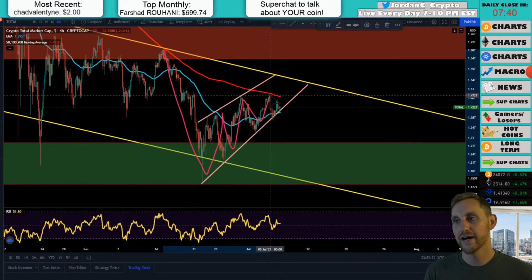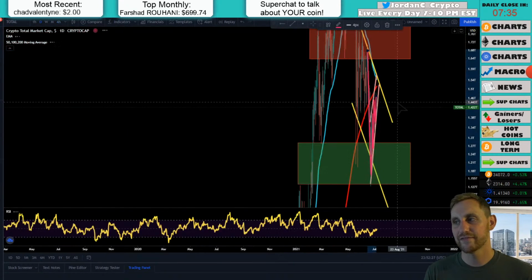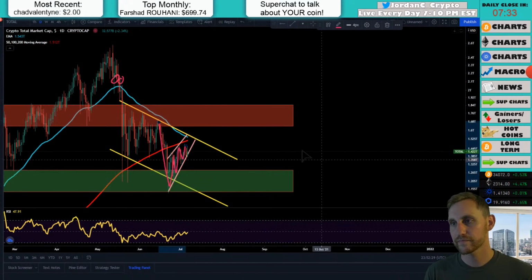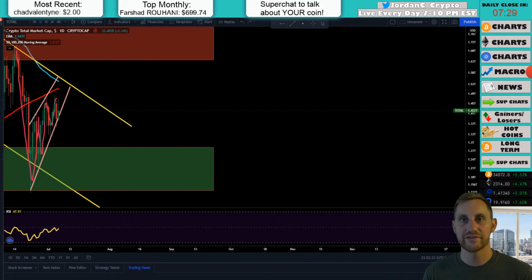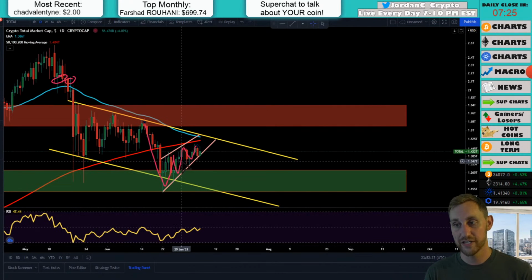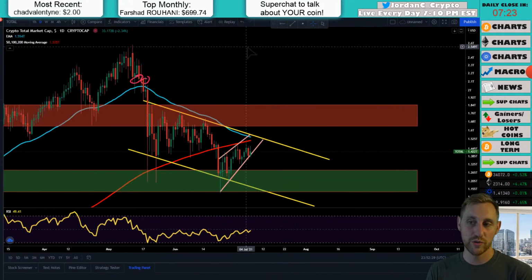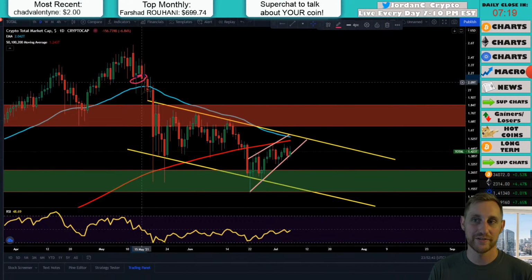If you look at it from the daily perspective, you're having a hard time getting it back above the 200-day moving average on the total market cap, which is bearish, right? Which is bearish, but the only reason I bring up the total 2 is because everyone wants to use that from a bearish perspective when it's still above its 200-day moving average.